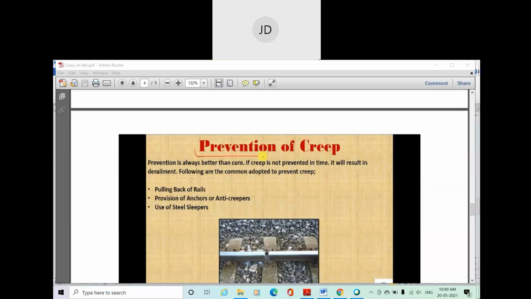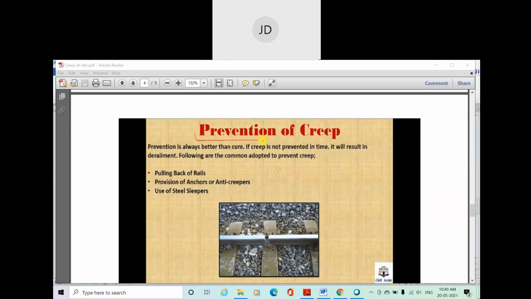So following are some common approaches that can be adopted to prevent creep, like pulling back the rail, or applying an anchor or anti-creep fastener, or using a steel sleeper. Because with a steel sleeper, the rail can be fixed more tightly. That's why, where needed, you can also use a steel sleeper to reduce the creep.